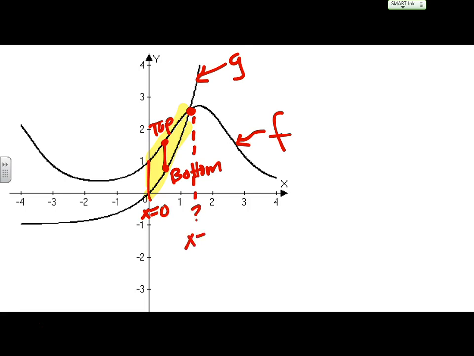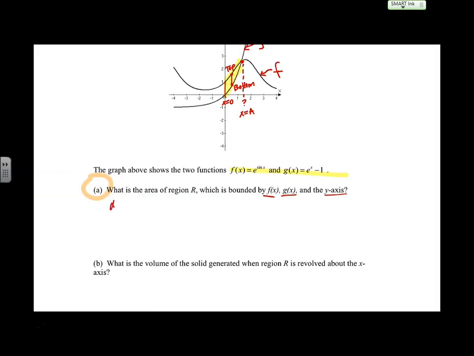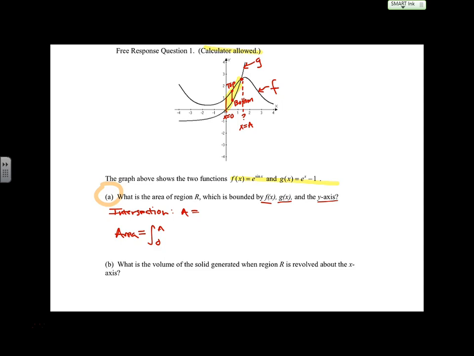What's the other bound? A. Why do I say A? Because we should find it, because we have a graphing calculator. As long as we figure out the intersection and we store it, A is equal to that, and we can say the area is equal to the integral from 0 to A of, top is F, F of x minus G of x.